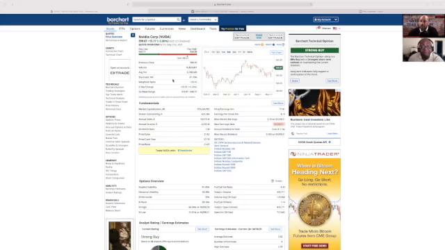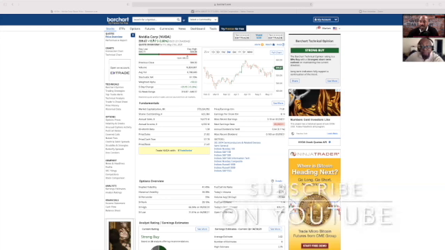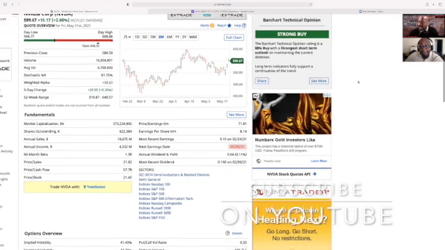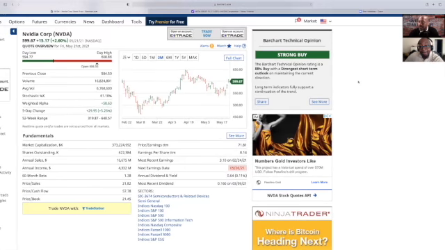So I'm on barchart.com. I've already searched for NVIDIA while Patrick was talking. And so I wanted to literally show the audience what we're talking about with this whole PE ratio and PEG ratio stuff. I'm going to blow this up a bit.